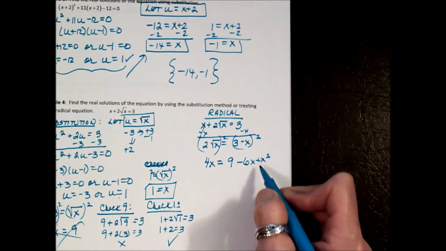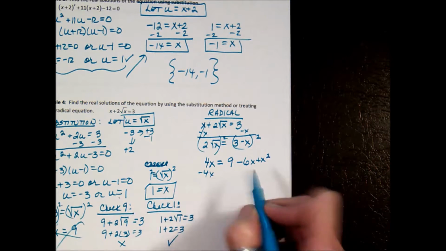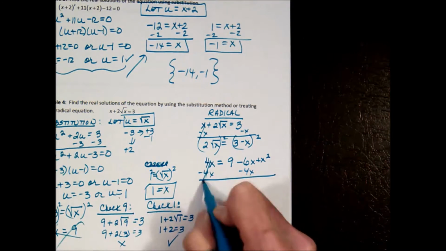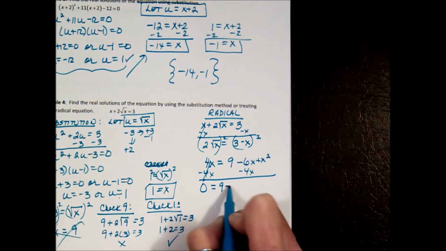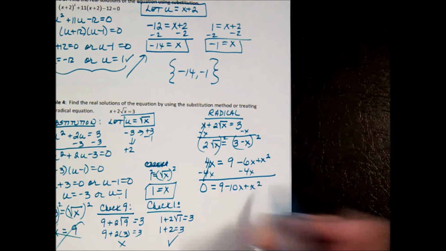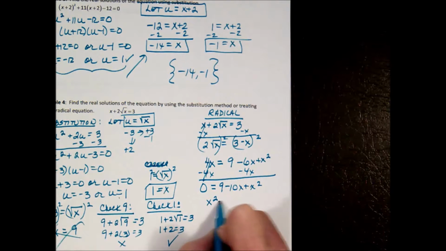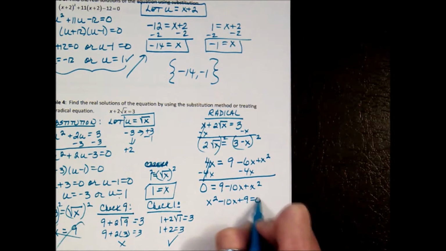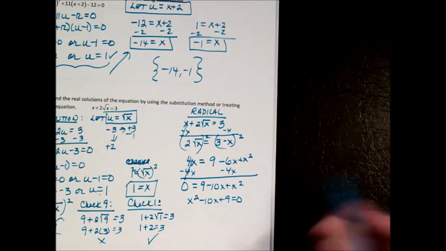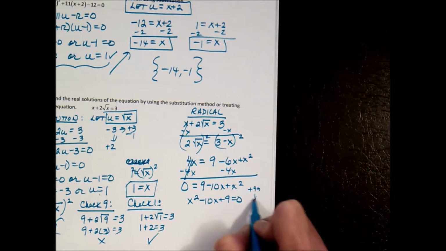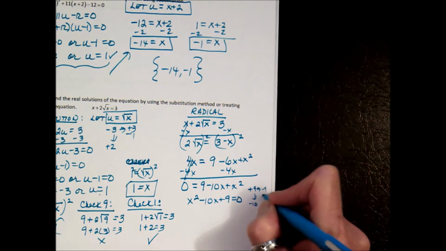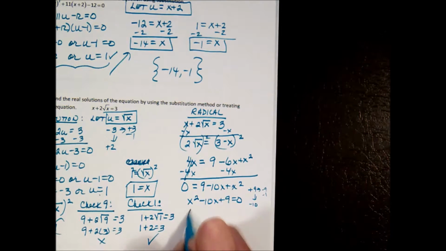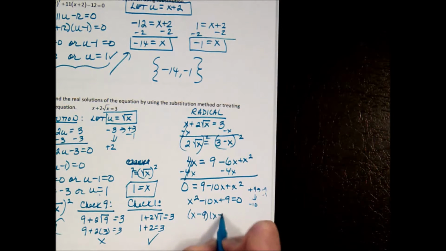I have a quadratic, so let's get everything equal to 0. 0 equals 9 minus 10x plus x squared. Let's write it in our more familiar order. X squared minus 10x plus 9 equals 0. Now, is that factorable? Are there factors of 9 that combine to make negative 10? Sure. Negative 9 and negative 1. So I get x minus 9, x minus 1 equals 0. So x minus 9 equals 0, or x minus 1 equals 0. I get x equals 9, or x equals 1.